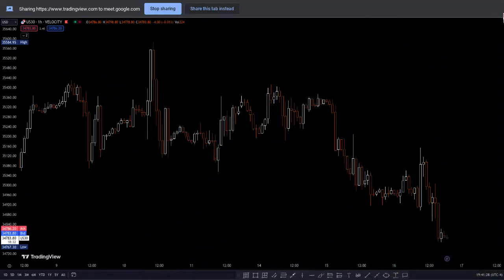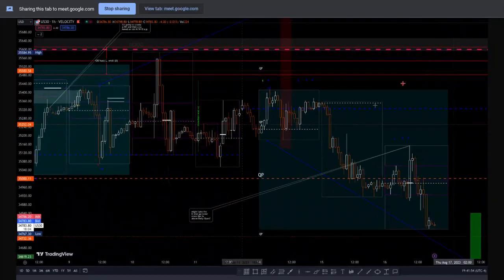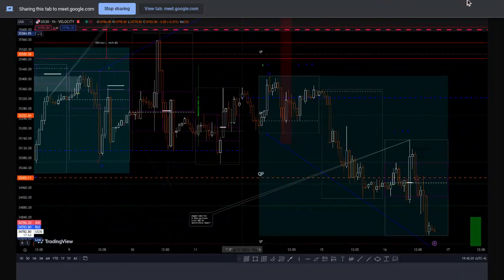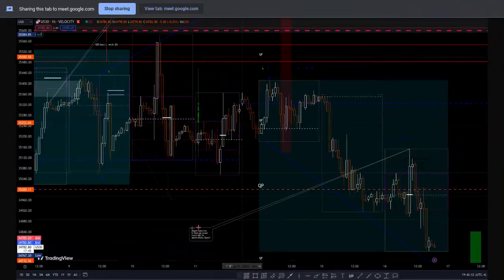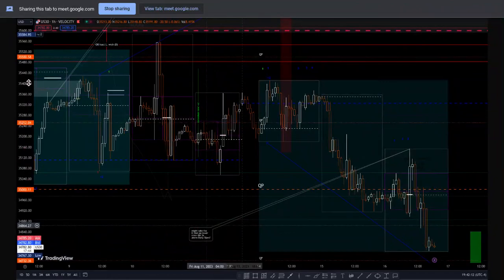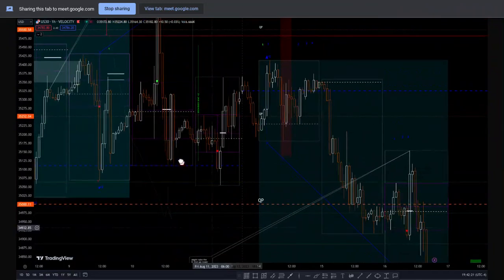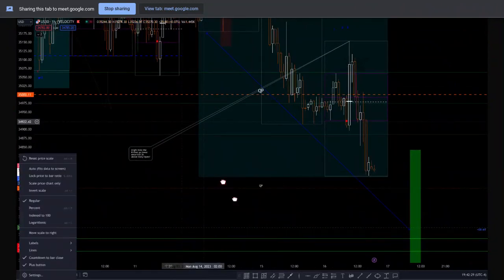All right, so this is the 1 hour chart, and I found a higher time frame order block. I don't know what's going on with the screen. Wow. Okay, so I found a higher time frame order block.